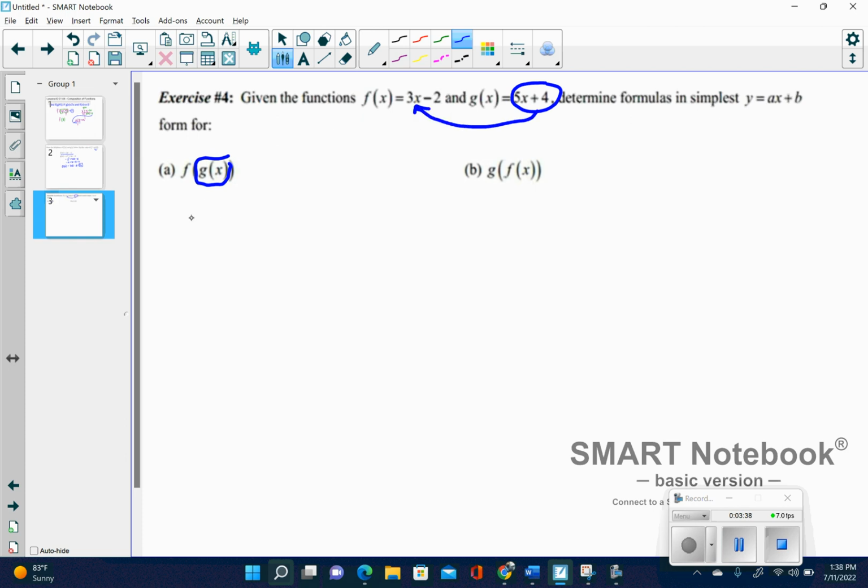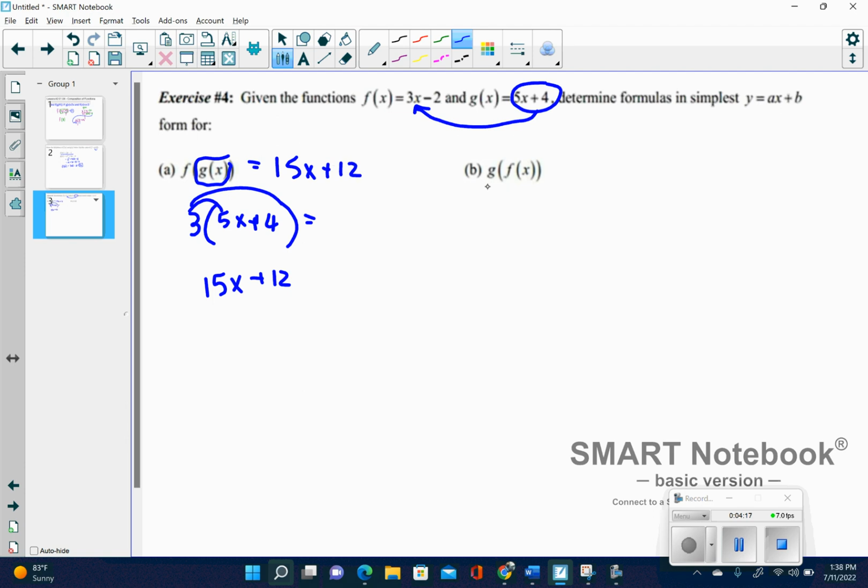What do I mean by that? I'm taking my whole g of x function, which is 5x plus 4, and I'm plugging it in for x. So I'm going to do 3 times, and this whole thing is x, because that's what I have here. My new x is 5x plus 4, and I want to see what that's equal to. We did this in the last lesson. This is just 3 times 5, which is 15, with an x there, so 15x. 3 times 4 is equal to 12. So my answer for this is going to be 15x plus 12.